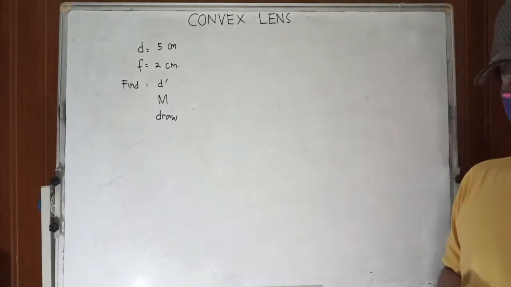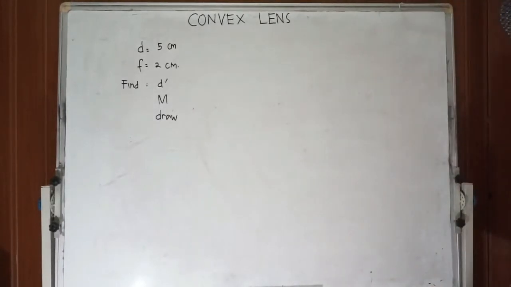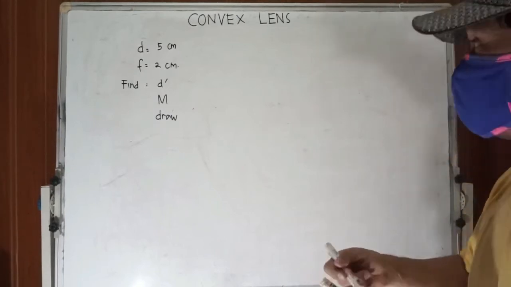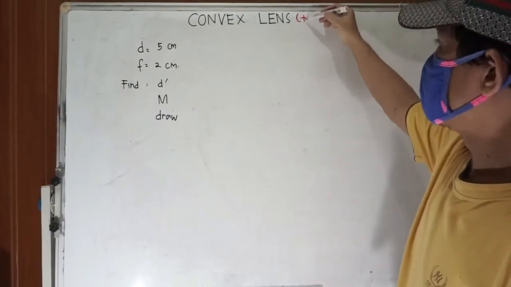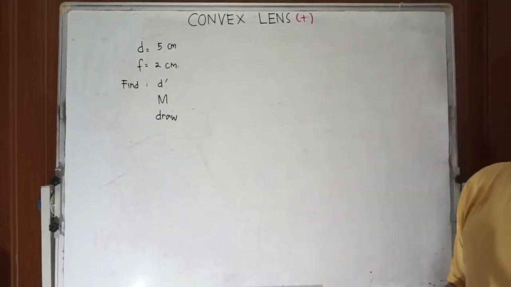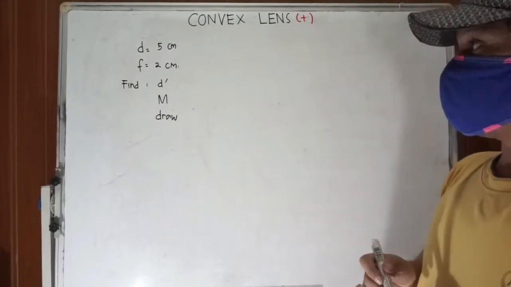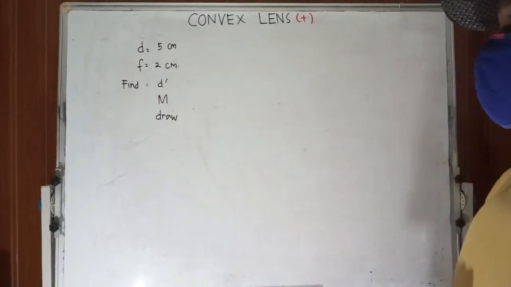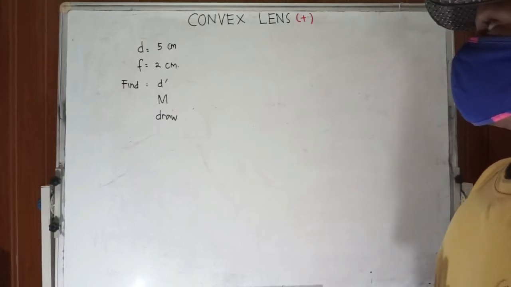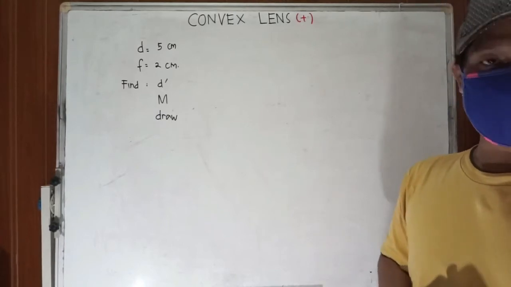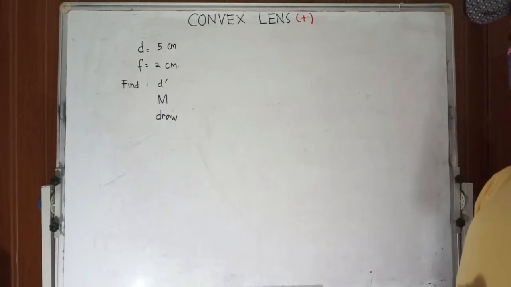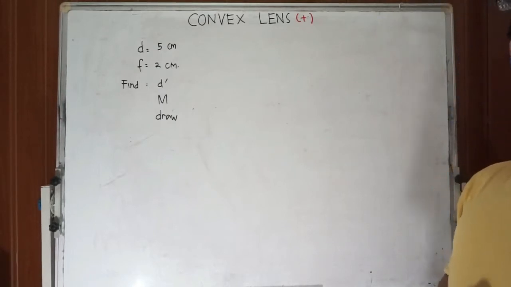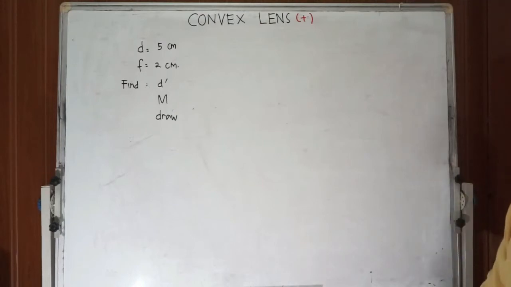Okay students, today we are going to discuss the convex lens. As you know, the convex lens is the positive lens. Okay, there is one question. The object distance is 5 cm and the focal length is 2 cm of a convex lens. Find the image distance and magnification and try to draw the image.